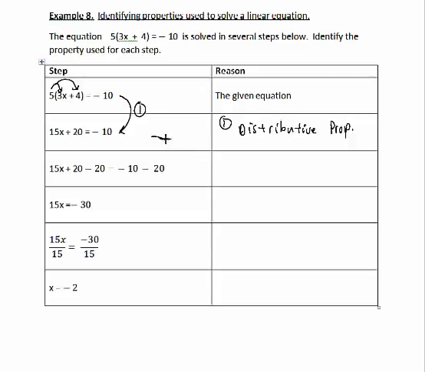Then we went from this equation to that one in step 2. Here we are applying the additive inverse property. We have a 20 and we are adding a negative 20 to both sides, or we are subtracting a 20. Same thing. So we will write additive inverse.